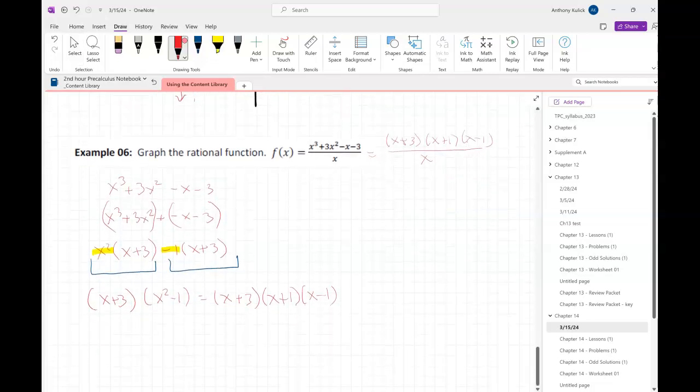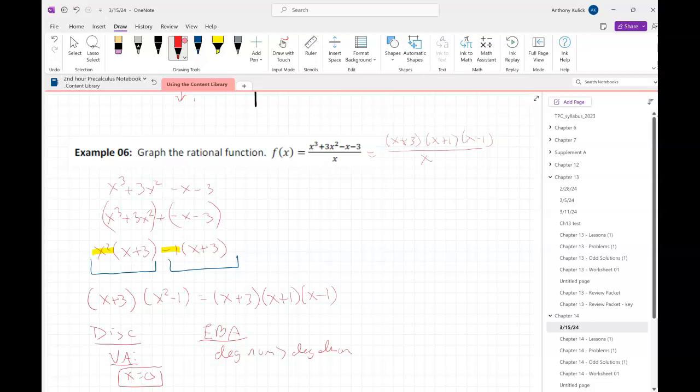All right. So my discontinuities, again, there's no reducing, so all I can have is vertical asymptotes. Set the denominator equal to 0. Well, there's nothing to do there, it's just done. My end behavior asymptotes: I notice the degree of the numerator is greater than the degree of the denominator, 3 to 1.